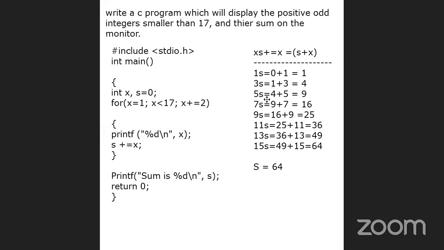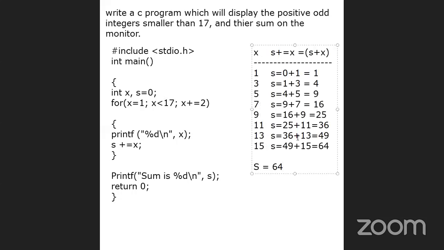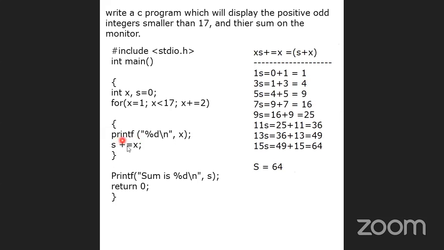So I tried to explain to you here how we got the total sum. The sum has a formula which we input in our program here. So we said S plus equal to X. This is the same as saying S is equal to X plus S. That's S plus X. That's the same thing that we're trying to do there.